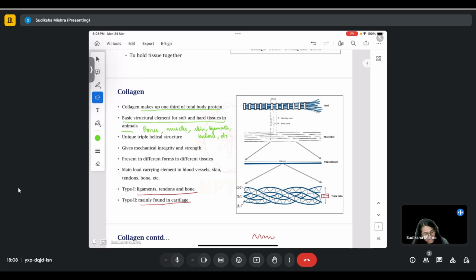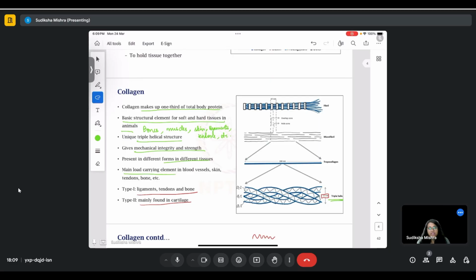So the structure of collagen is a triple helix. As you can see, essentially three collagen fibers wrap around each other to make a triple helix, and one collagen fiber will be very weak. These three collagen fibers, owing to their structure, have very high load bearing capacity. So it has a triple helical structure. It also gives mechanical integrity and strength to the tissue it is present in, and it is present in different forms.